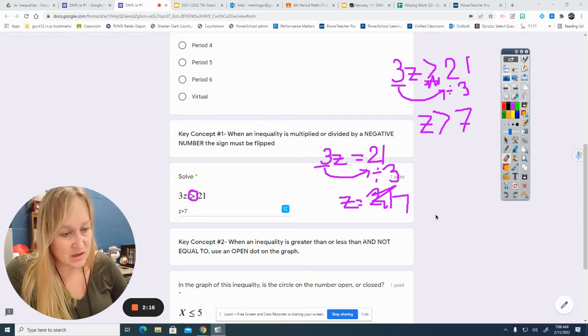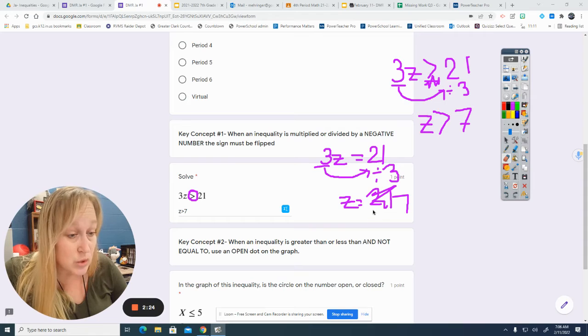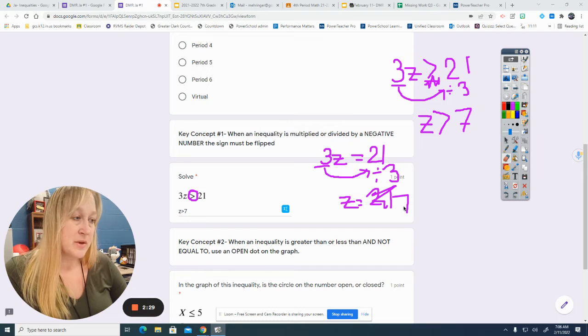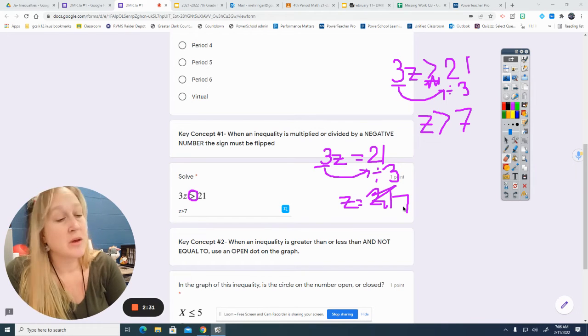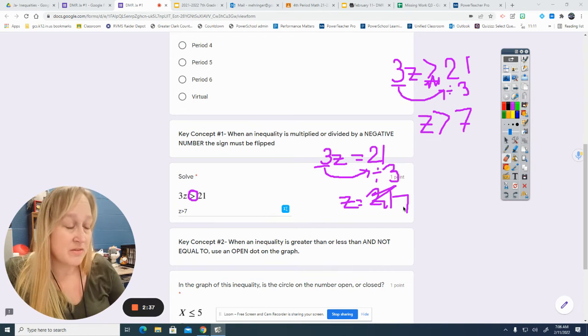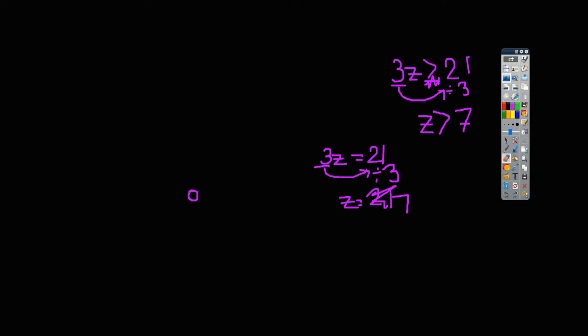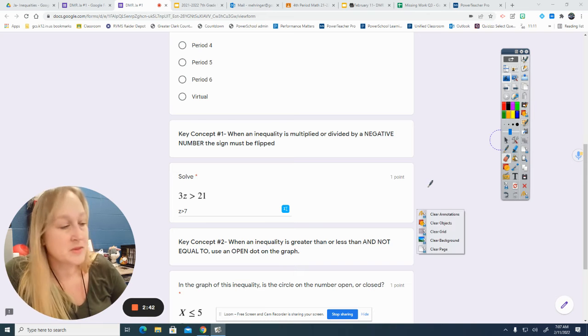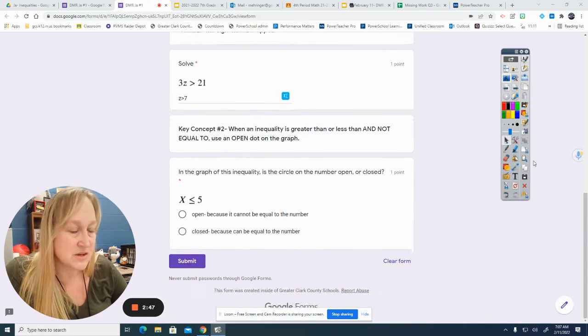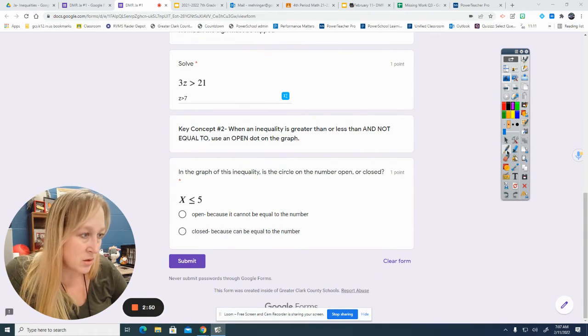It says key concept number 2, when an inequality is greater than or less than and not equal to, that's an open dot on the graph. So let me show, as soon as my computer catches up with me, what that means. We're going to use a number line to express all of the possibilities. Okay, now it decides to work. Okay, so in order to express all of the possibilities down here, I'm going to draw my number line.